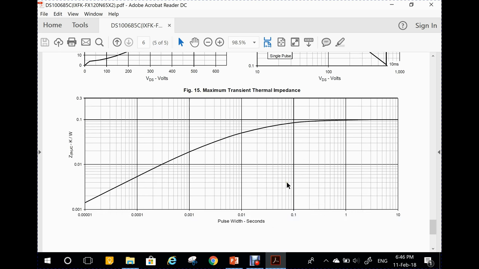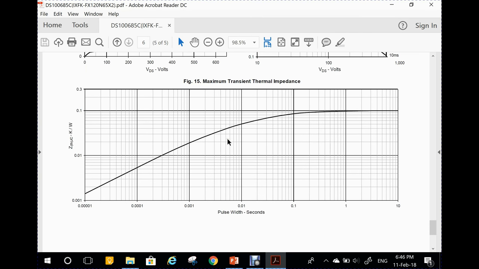And I think this is the last one. We're talking about the thermal impedance. And it sort of converges to 0.1 Kelvin or degrees centigrade per watt. This is the thermal conduction between junction and case. And we know that the value of it, and we have seen it in the first lecture of this presentation, is 0.1. And this will be for sustained operation.